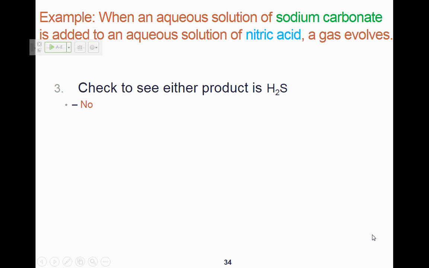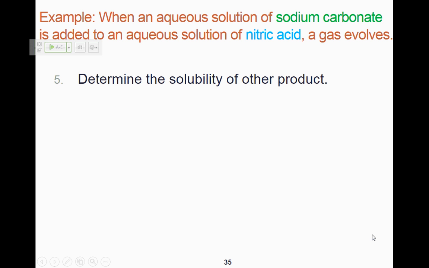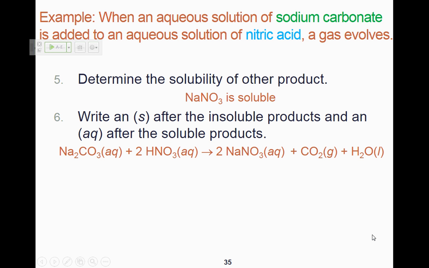So we check, are any of our products H2S? No, of course not. So we're going to check if they decompose. It does. As soon as you see that carbonate, you should think of decomposition. So NaNO3 is soluble. That's fine. And then we're going to draw our decomposition product for CO2 and H2O.